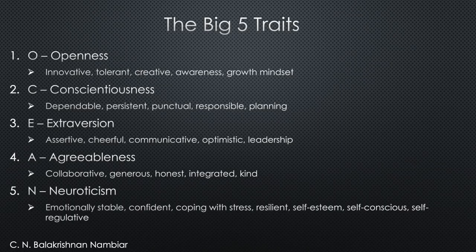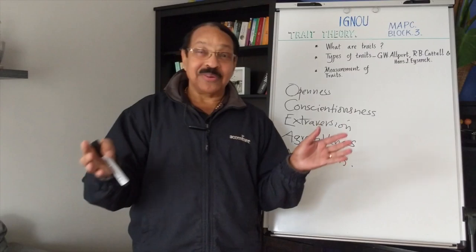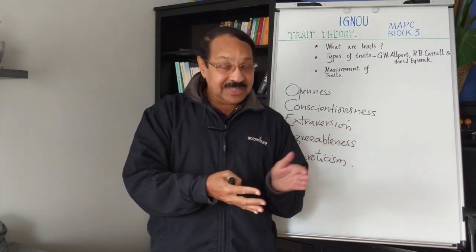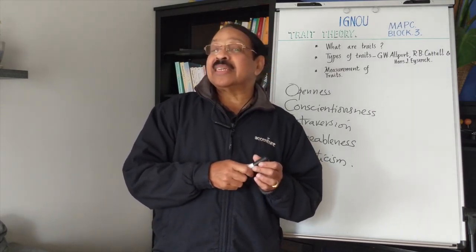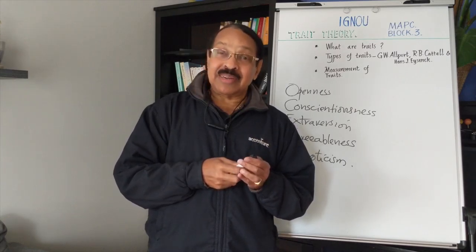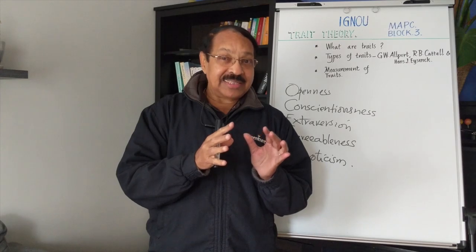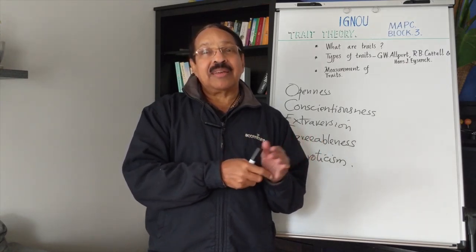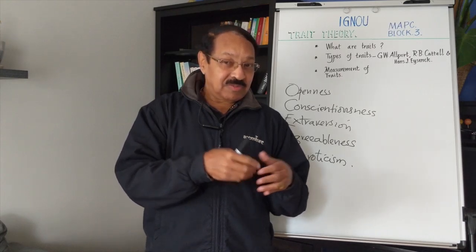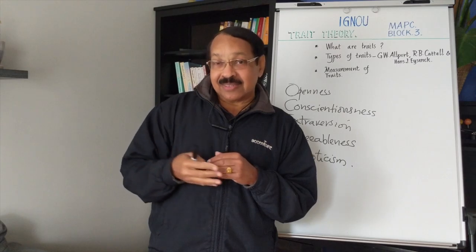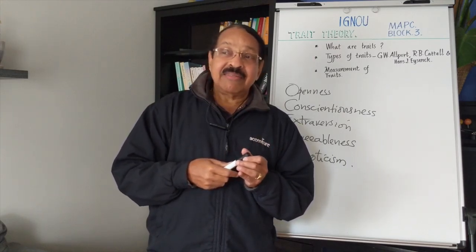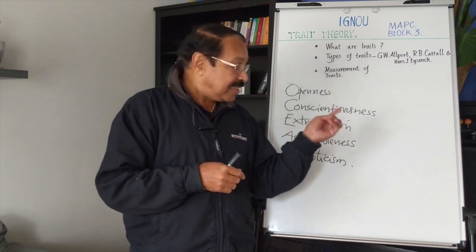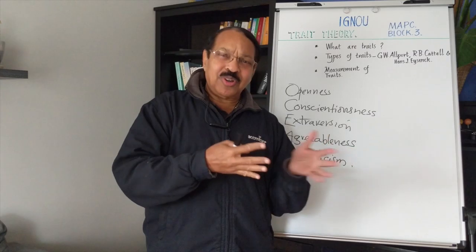I hope you understand how many characteristics are integrated into these five major traits, and test items are there to measure them. One more classification of traits can be seen in the DSM classification. You know DSM, the Diagnostic and Statistical Manual, prepared by the American Psychiatric Association, used worldwide for classifying mental illnesses. In DSM-5, there is another classification of traits. There are also 5 major traits, but the Big Five is more popular. The other also is more or less overlapping.